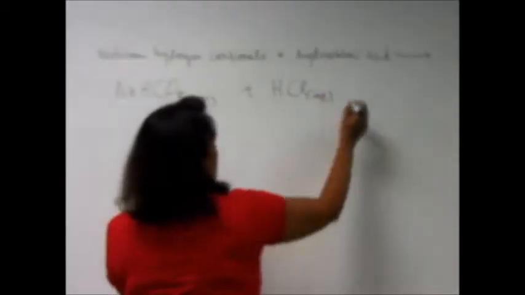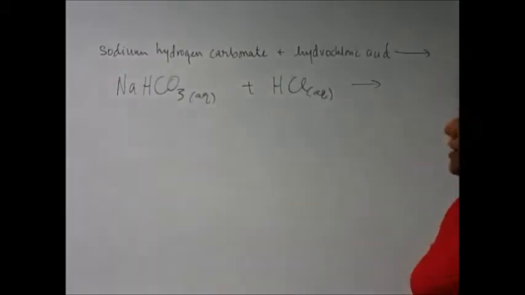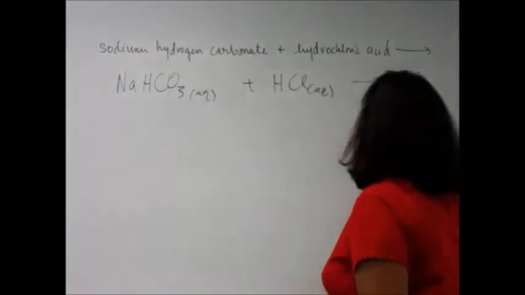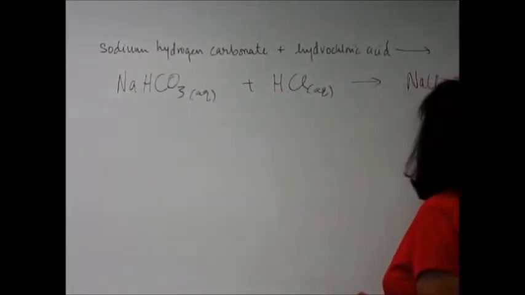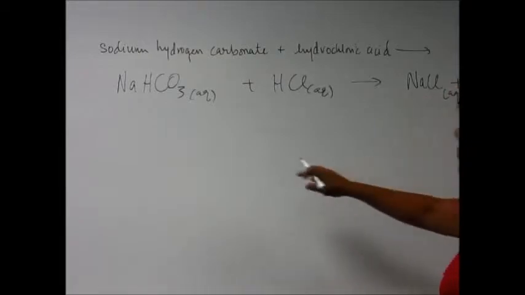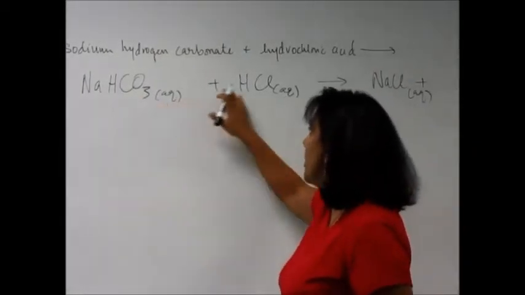Since we're talking about aqueous reactions, let's go ahead and put AQ. And then the products, again, we have a double displacement reaction. So sodium is going to combine with Cl to give you sodium chloride. Is that soluble or insoluble in water? Soluble. Okay, very good, thank you. And then you also end up getting the HCO3 and H.